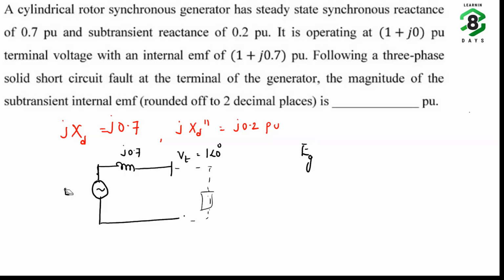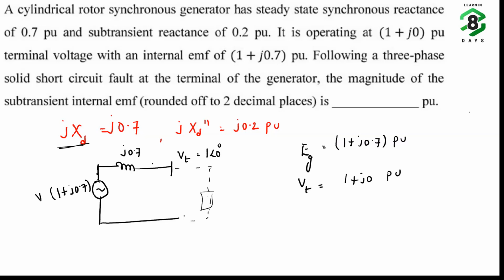This EG value is 1 plus j0.7 volt. So the EG value is 1 plus j0.7 volt per unit. And the terminal voltage is 1 per unit, and the reactance value jXT is j0.7.